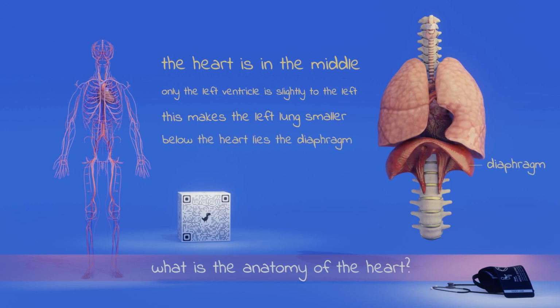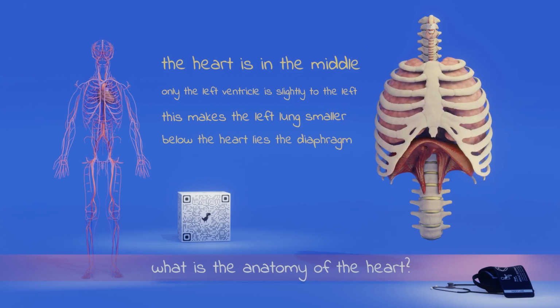The heart is located above the diaphragm. This is the main breathing muscle, and this muscle is the separation between the chest cavity and the abdominal cavity. And to protect the lungs and the heart from outside pressure, outside violence, we have a rib cage. The ribs protect these vulnerable organs.